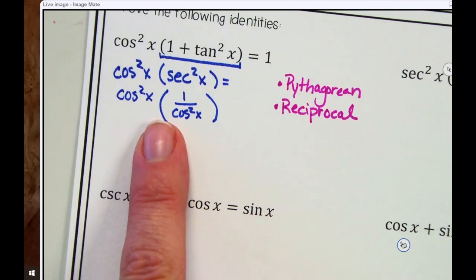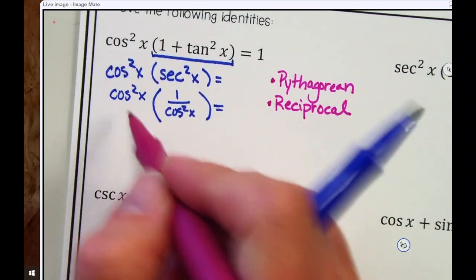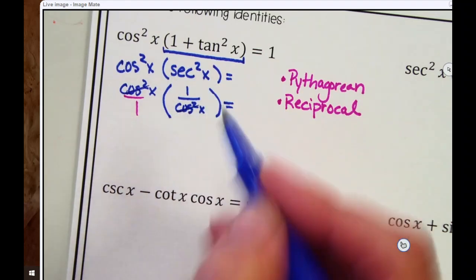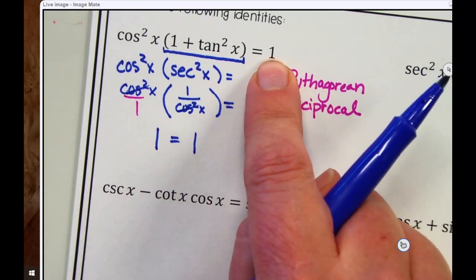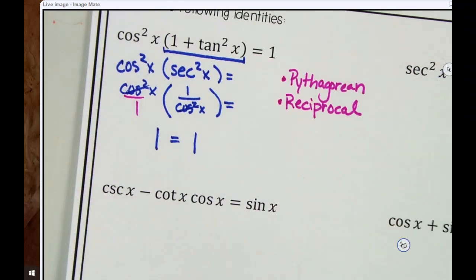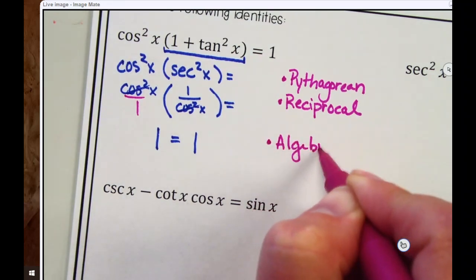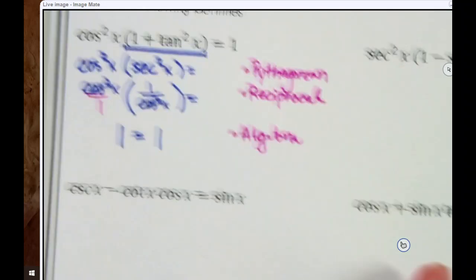What can I do to this now? If you need to see it, put that over 1. Yeah, I can cross cancel. Gone, and I'm left with 1 equals 1, that's what we wanted in the very beginning, right? And that canceling technique that we just used, Alex will have you justify that saying I used algebra. How did that feel? All right, let's keep going.